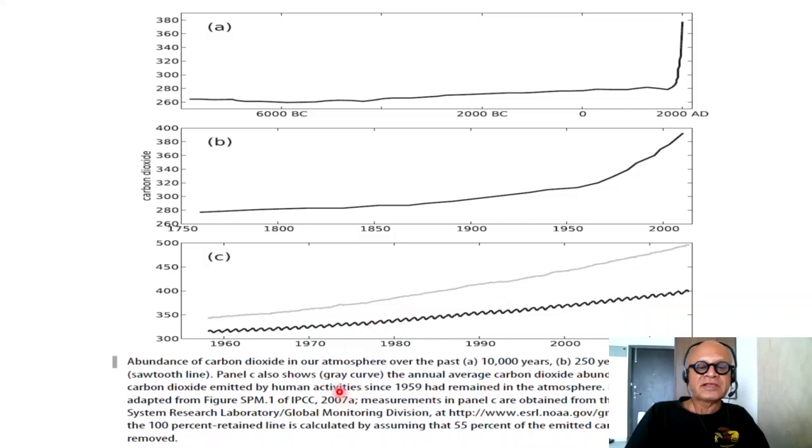Okay, so panel C shows a gray curve, the annual average carbon dioxide abundance if all of the carbon dioxide emitted by human activities since 1959 had remained in the atmosphere. So we know how much we emitted, and we know the rest is going into land and ocean. If those sinks in land and ocean didn't do their job, then carbon dioxide would keep accumulating in the atmosphere, and the difference between them is increasing as well.